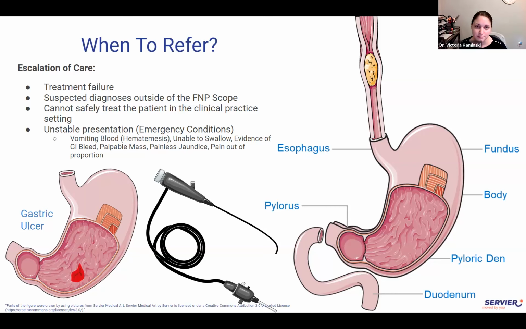And then always want to make sure that we're understanding if the patient has an unstable presentation or very concerning, alarming symptoms like hematemesis, painless jaundice, palpable mass, evidence of GI bleed, whether that's rectal or upper GI. So we want to be very sure that we're always aware of those symptoms and we're referring the patient appropriately. So you can just see some visuals here of a gastric ulcer, as well as an endoscopy and what that would look like. And then again, a recap of the GI tract.